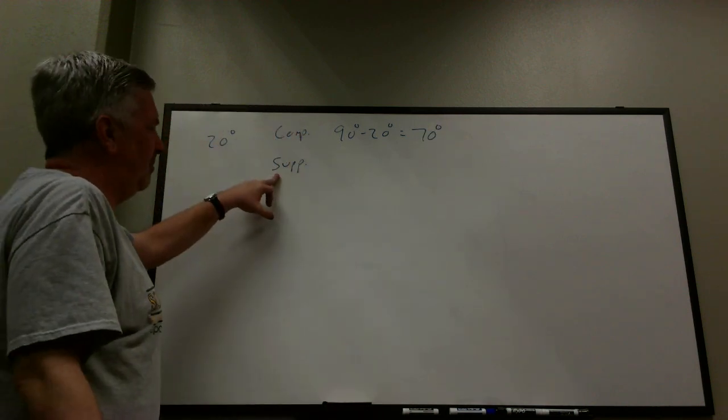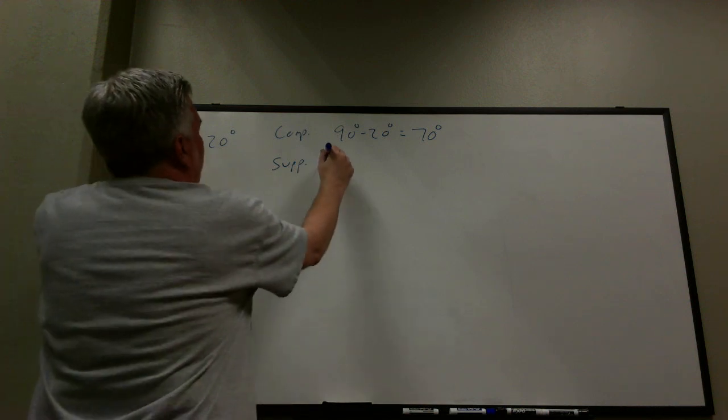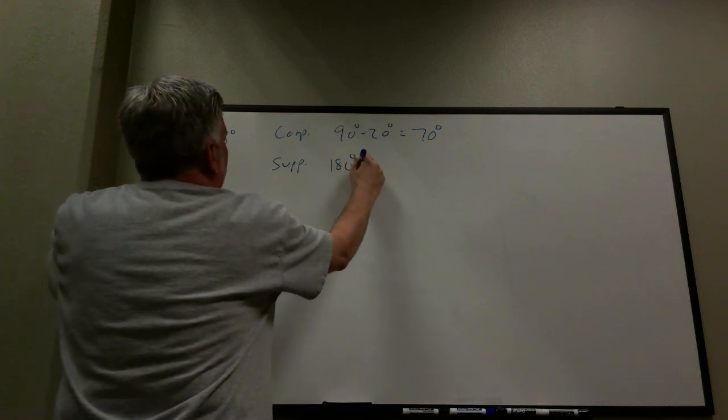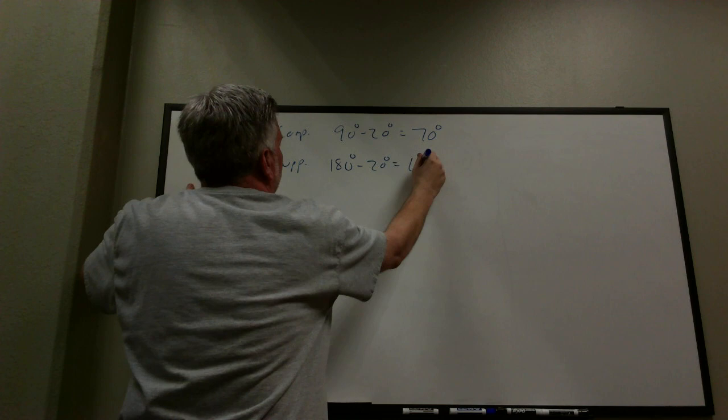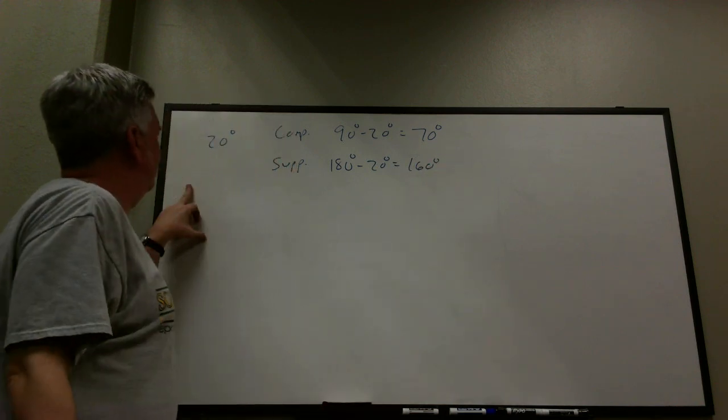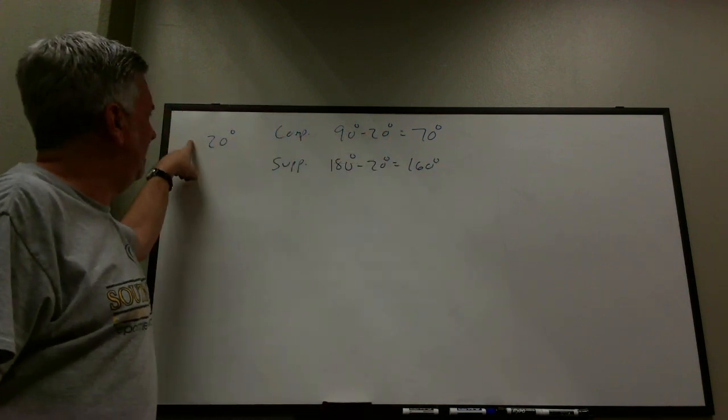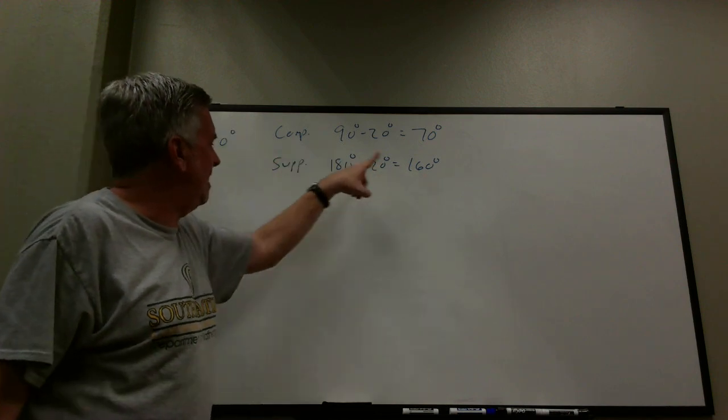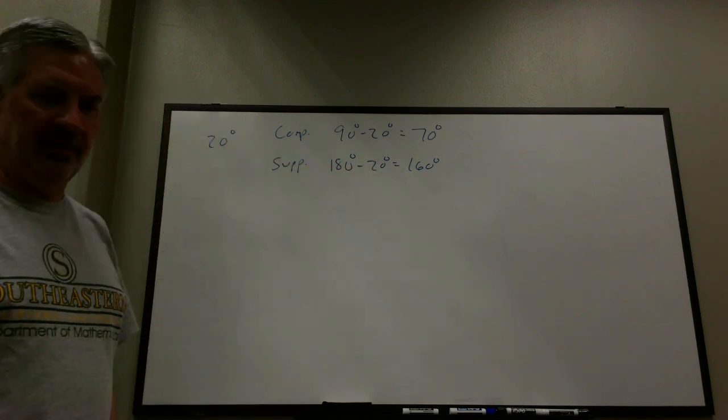Well, how do you get the supplement? Well, two angles are supplements of one another if they sum to 180. So 180 minus 20 would be 160. Right? So these two add up to 90. They're complements of one another. These two angles add up to 180. They're supplements of one another.